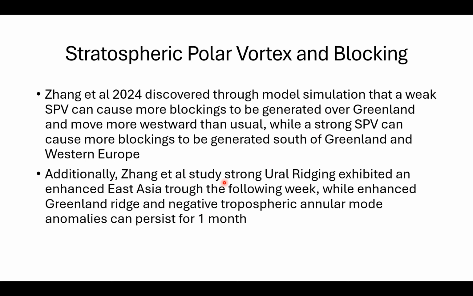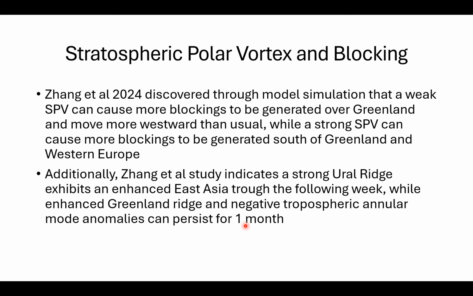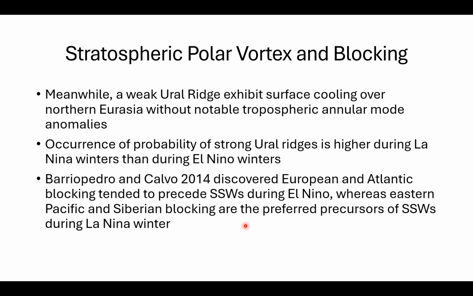And additionally, Zhang et al., the same study, indicated strong Ural ridging exhibited an enhanced East Asian trough the following week. So you get the initial Ural ridging to set up, that upper level ridge over the Urals area. And then a week later, you get this enhanced or deepened East Asian trough with much colder air. And then you get an enhanced Greenland ridge at the same time, eventually leading to a negative tropospheric annular mode anomaly. So this would be your North Atlantic Oscillation. This can persist for up to 1 month, by the way, is what they discovered. Zhang et al. 2024.